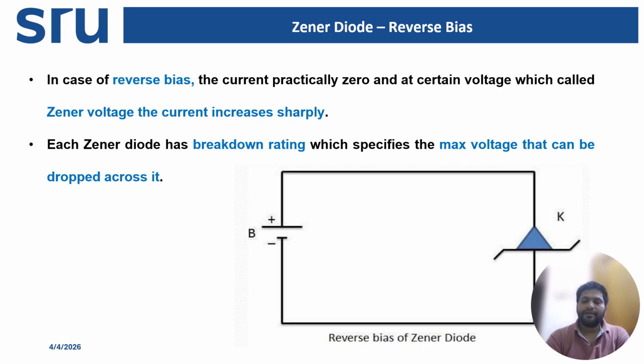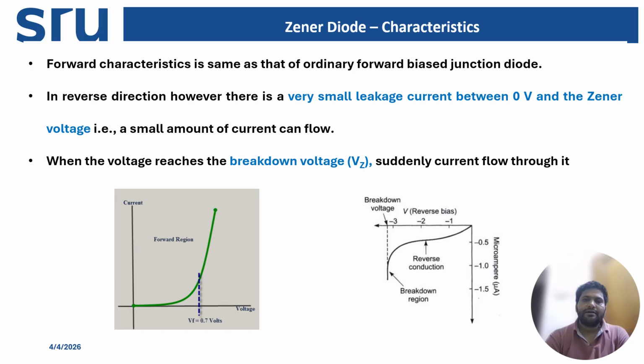So next is Zener diode characteristics. The forward characteristic is the same as an ordinary forward-biased junction diode. In the reverse direction, however, there is a very small leakage current between 0 volts and the Zener voltage. When the voltage reaches the breakdown voltage, current suddenly flows through it.